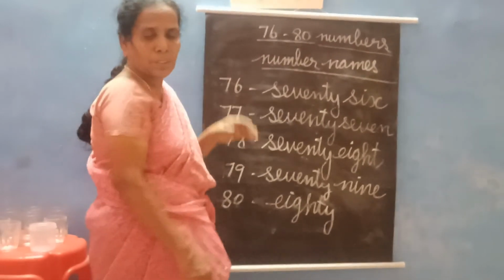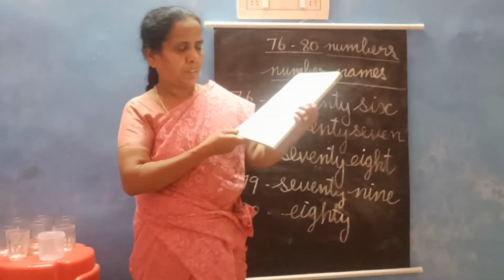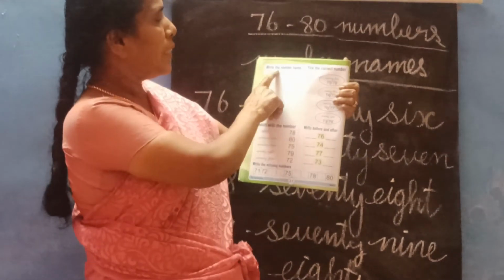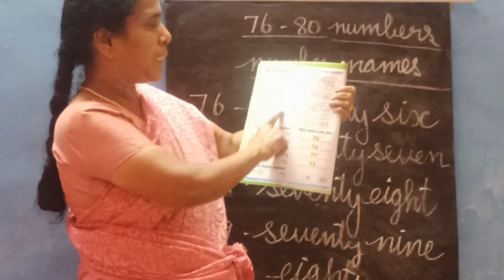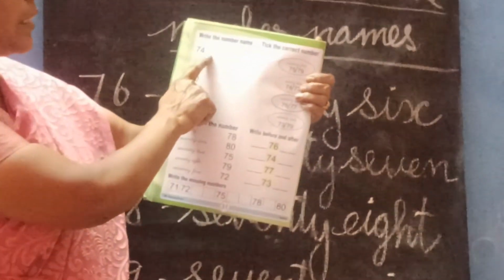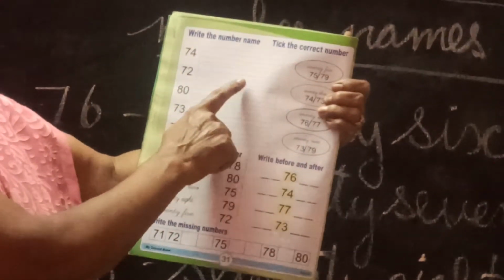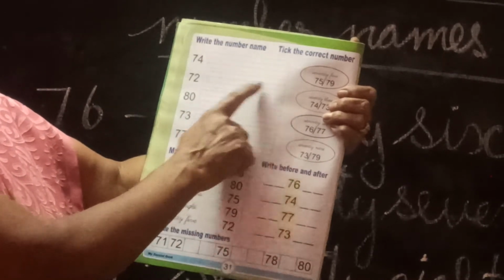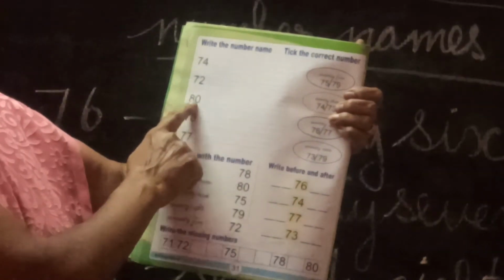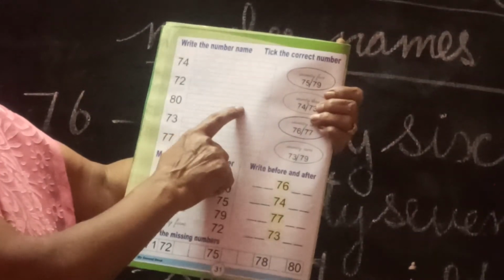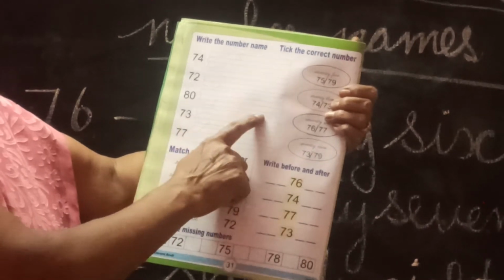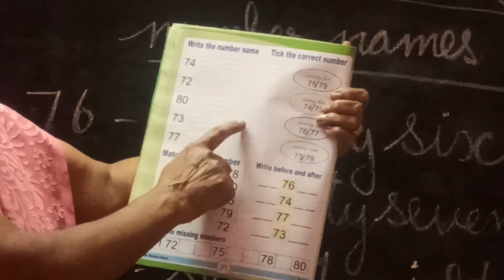Now from the book we will see page number 31. Write the number name. You have to write the number name here. The first number they ask you to write is 74. The second number is 72. Seventy-two, you have to write like that. The third number is 80, eighty, you have to write like this. Then the fourth number, 73, seventy-three.